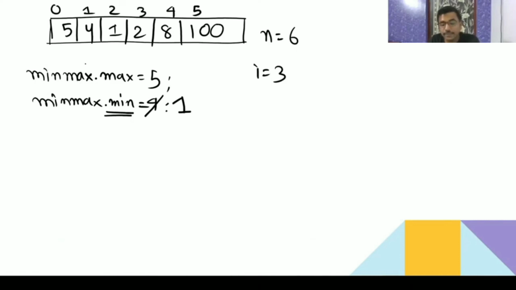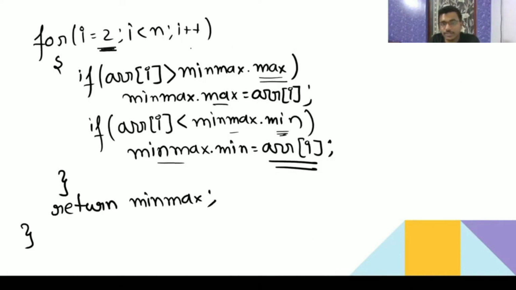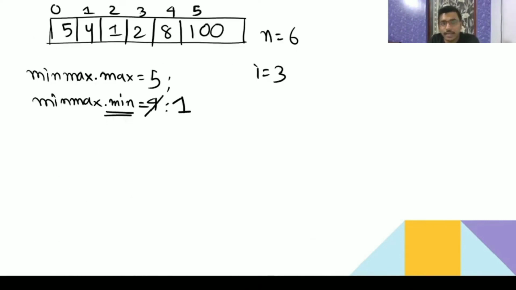It is incrementing in steps of 1, because i plus plus. Now array of 3, is it greater than max? No. Is array of 3 smaller than min? No. Then increment by 1. Is it greater than max? Yes, update to 8. Is it smaller? No. Increment to 5. Is it greater? Yes. Is it smaller? No. Got the max and min.